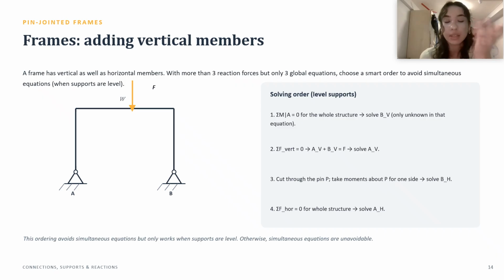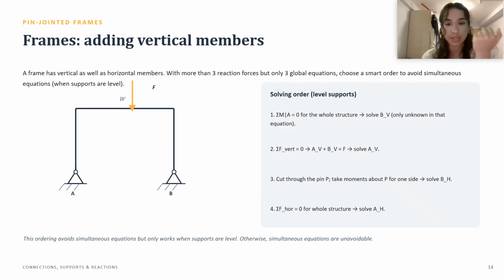Now we can make the second equation, which is the vertical forces, the sum of them must be 0. So now we know that AV plus BV minus F, don't forget the F, must be 0. So we know F, and now we know BV, so we can find AV. Next, this is where it's going to be a bit difficult. The horizontal ones. How to find the horizontal ones?